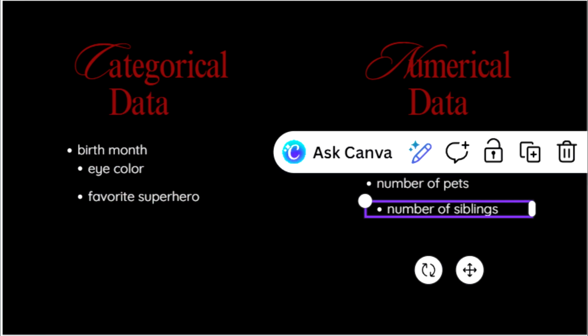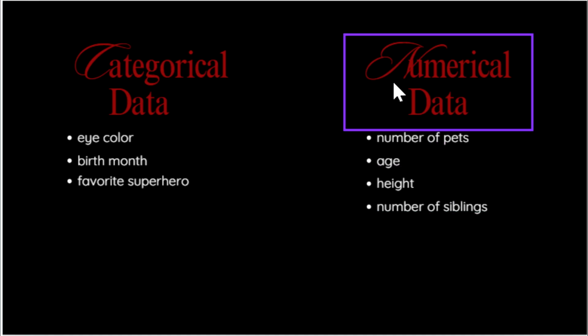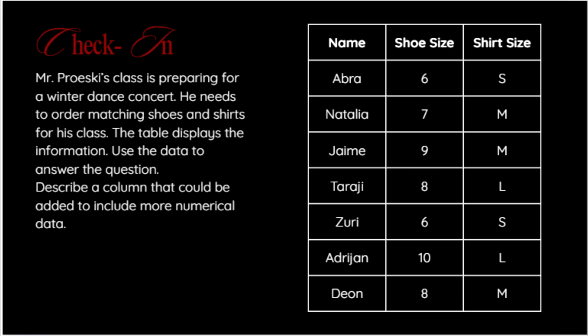Let's see if I did it right. Eye color, birth month, and favorite superhero are a category. Number of pets, age, height, and number of siblings are numerical. These are numbers, okay? So here's a check-in.